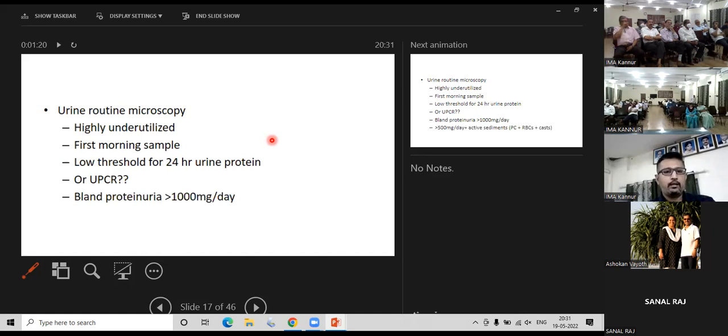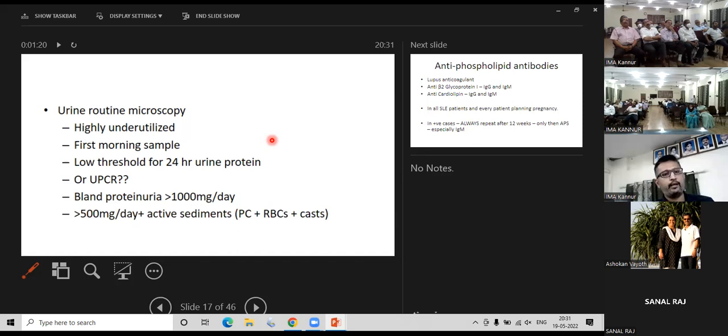So when do we go for a renal biopsy? One is a bland proteinuria of more than 1000 milligram per day, or a proteinuria of more than 500 milligram per day with active sediments, that is pus cells, the presence of RBCs or casts. As we have seen in our urine routines, we rarely see casts being reported. So possibly with pus cells and RBCs itself, you can consider them as active sediments.